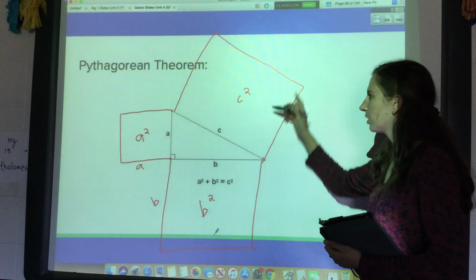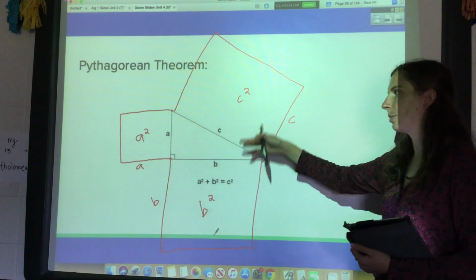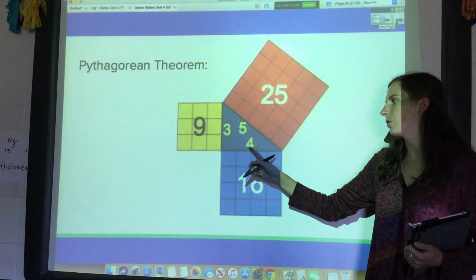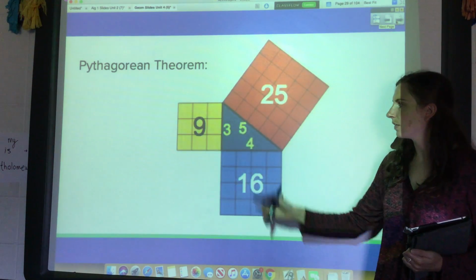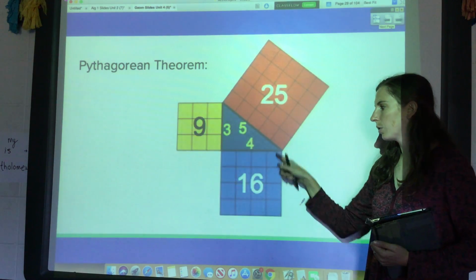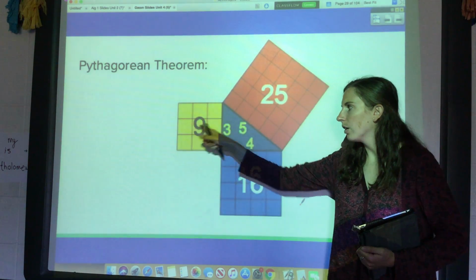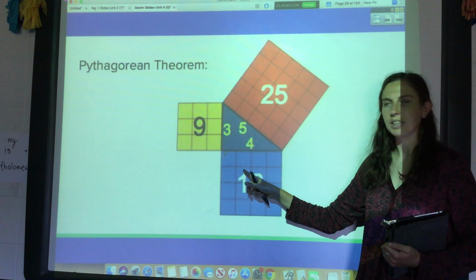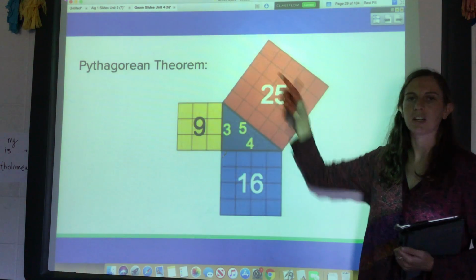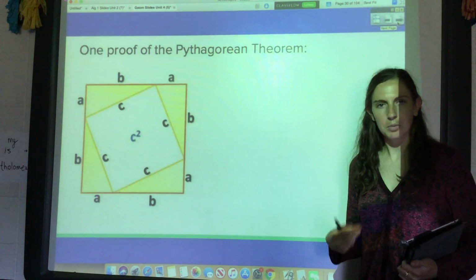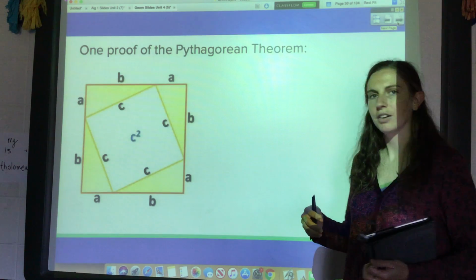If I were to make squares out of it, there would literally be the same number. For example, 3 squared plus 4 squared equals 5 squared. If you make a 3 by 3 square and a 4 by 4 square, and you count up all the little areas, this plus this is 25, which is 5 squared. It's kind of cool.